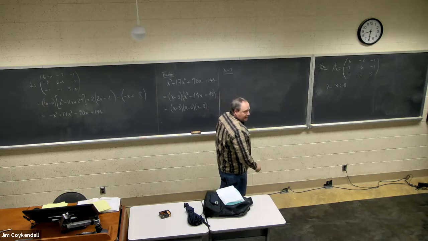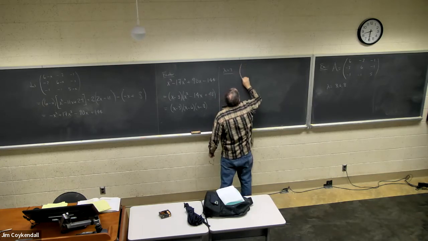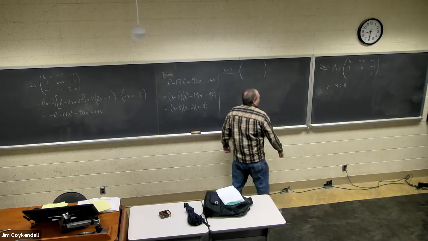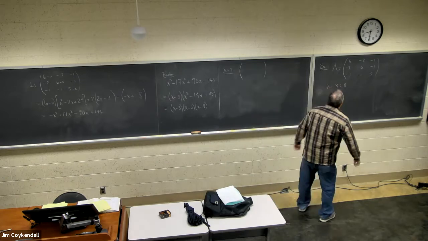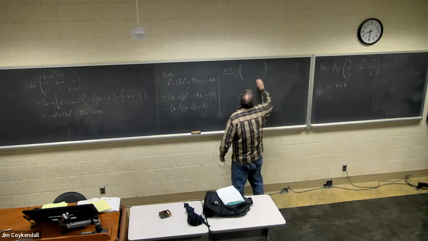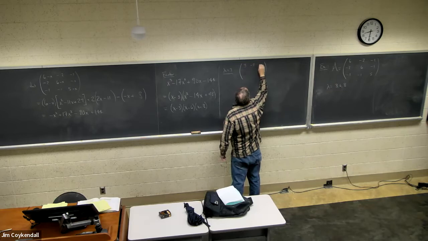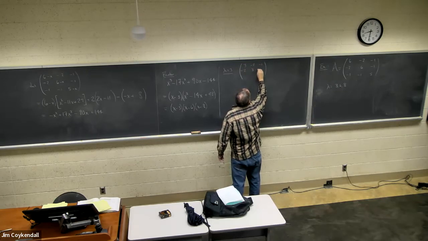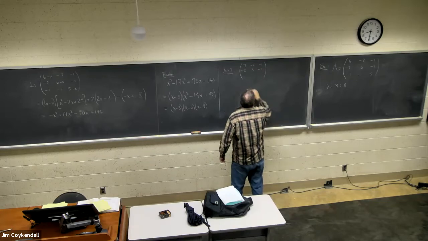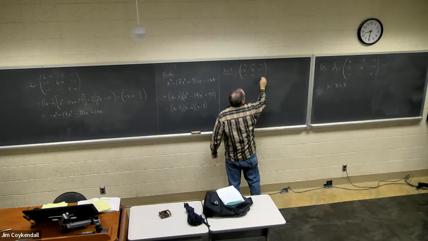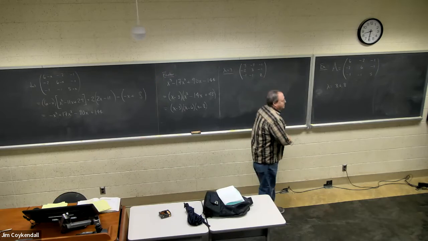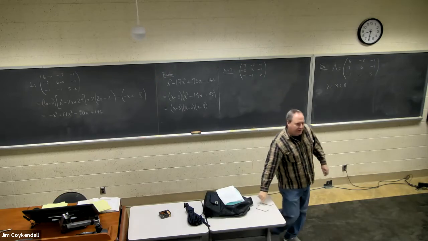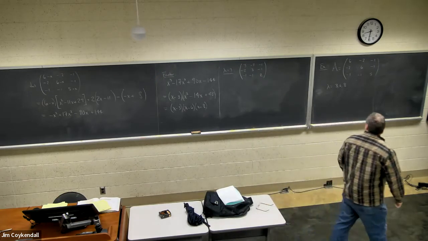Okay, so let's do lambda equals 3. Find the null space of this. So that is subtract 3 off the diagonal here, and I'm going to get 3 minus 2, minus 1. I'm going to get minus 2, 3 minus 1. I'm going to get minus 1, minus 1, 3 minus 2. You find the null space of this.